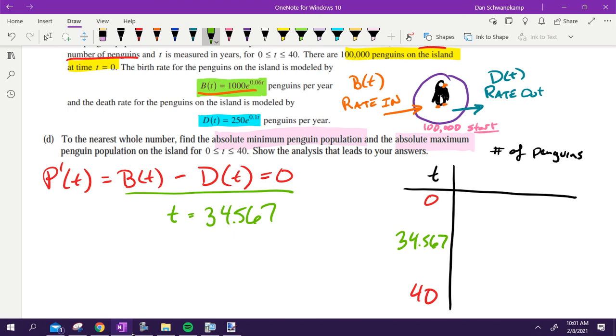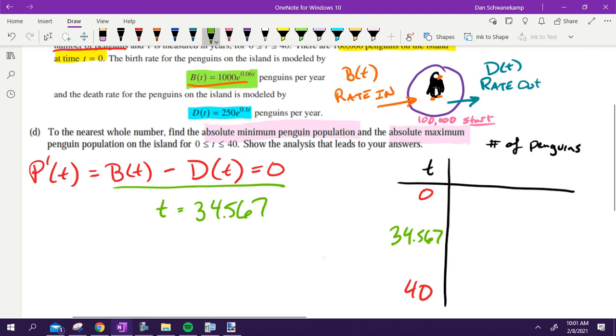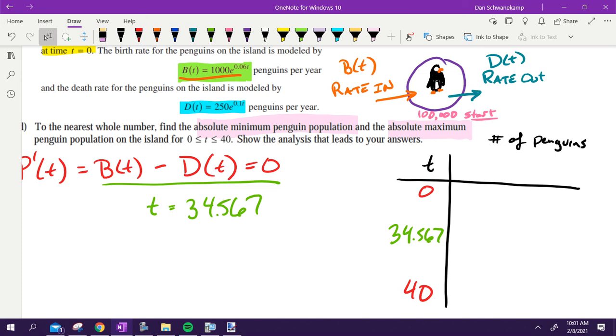I need to know the number of penguins. What calculation is going to tell me the number of penguins? This is a rate. How do I go from a rate to an amount? Integrate it. What else do I have to think about when I integrate here? I had 100,000 penguins to start with. That is my starting amount of penguins. I'm going to add to that the integration.